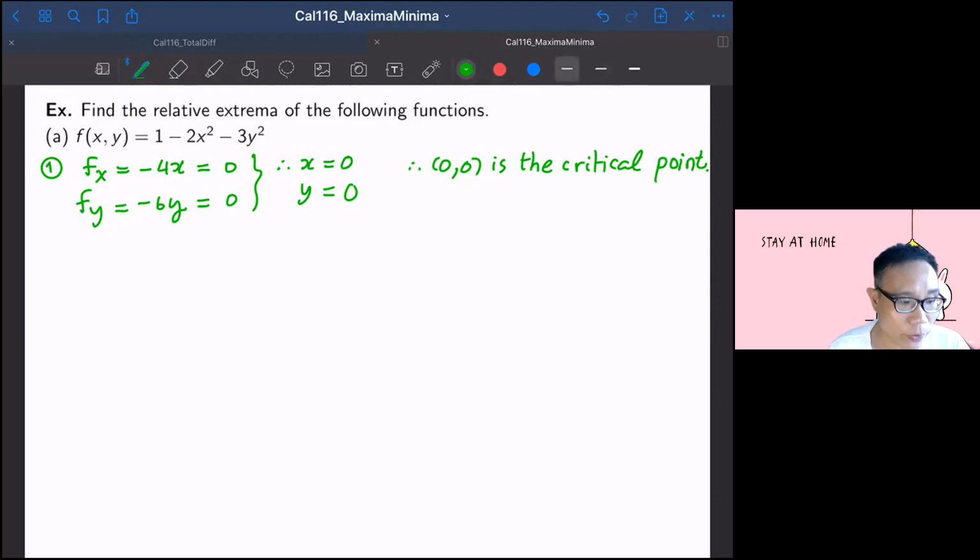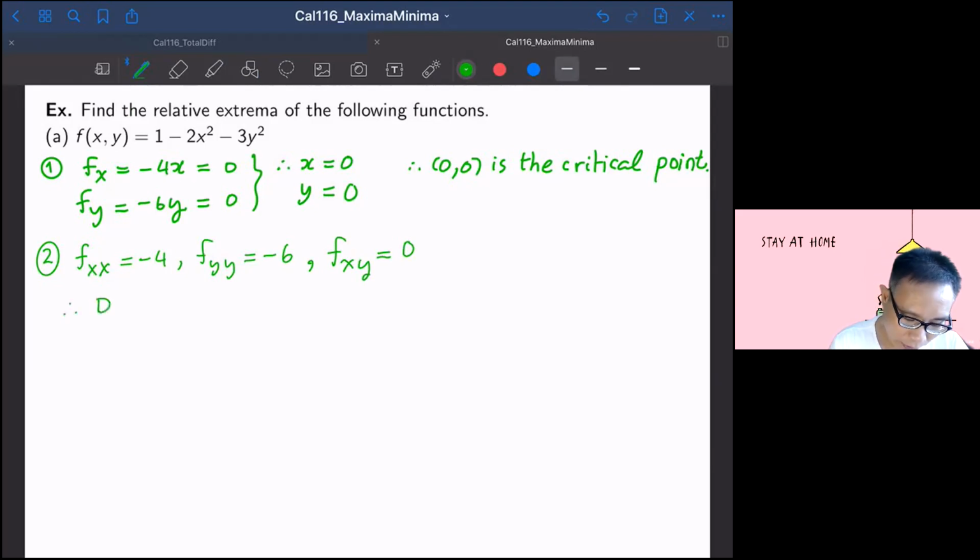The second step is that you need to compute the second derivatives. So fxx will be negative 4, fyy will be negative 6, and fxy is equal to 0. The derivative with respect to y of fx has no y left. So you have fxx equal to negative 4, fyy equal to negative 6, and fxy equal to 0.